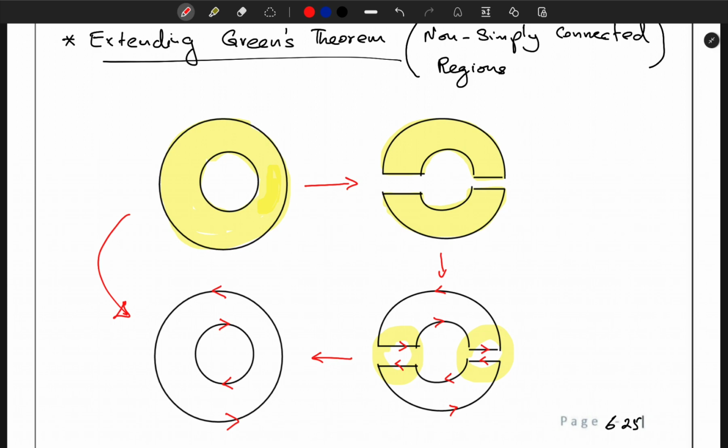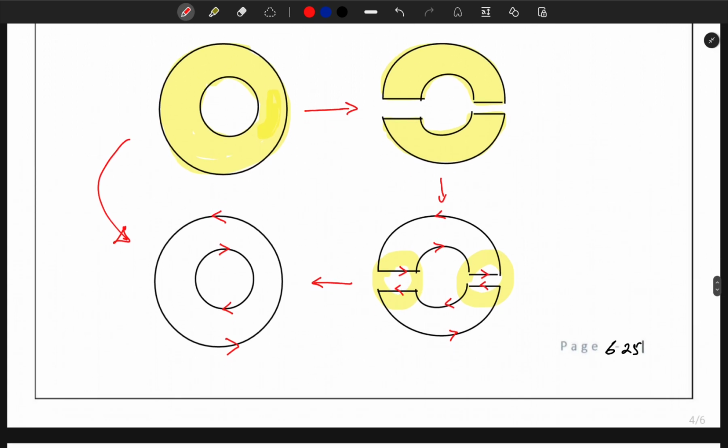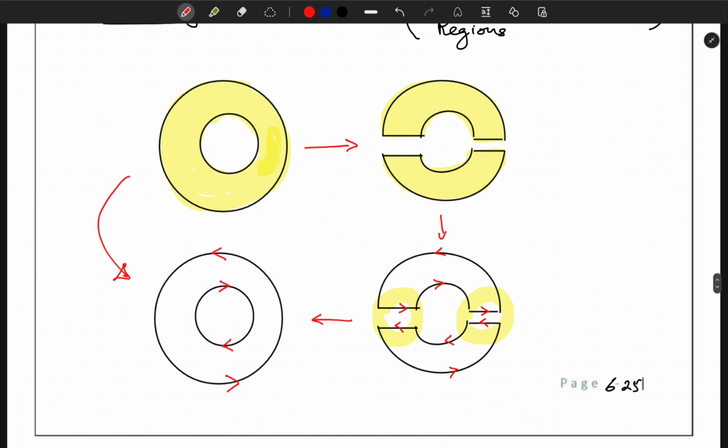Now, from this point onwards, we are going to use a convention. If D is the region we are interested in, then the boundary of D is the outer boundary. Let's say this is C, this is C prime.